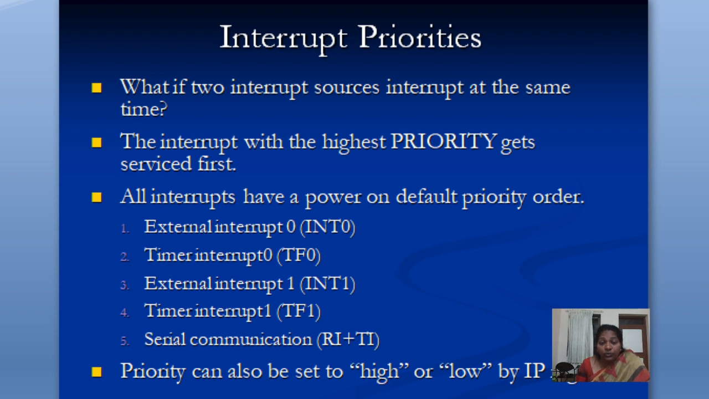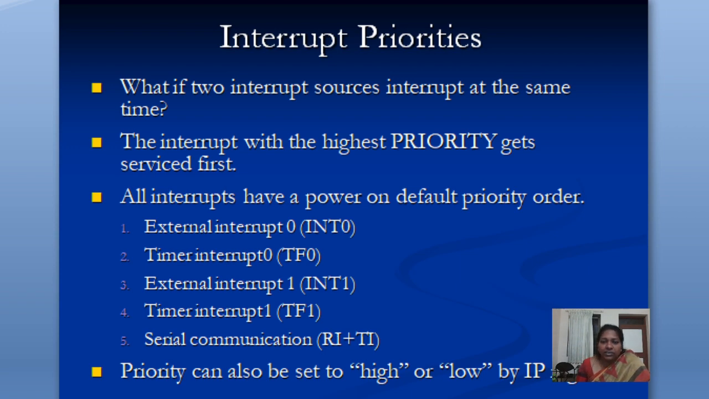So what if two interrupts occur at the same time? There are priorities. How is the priority defined? The priority is defined in this sequence. External interrupt 0 has the highest priority, then timer 0, then external interrupt 1, then timer 1, then serial. Okay, this is the sequence.